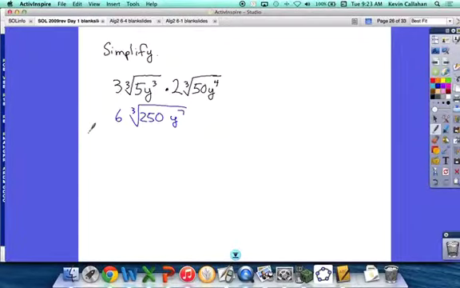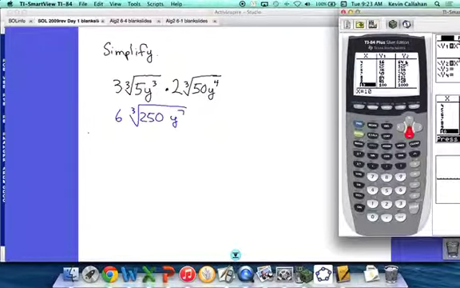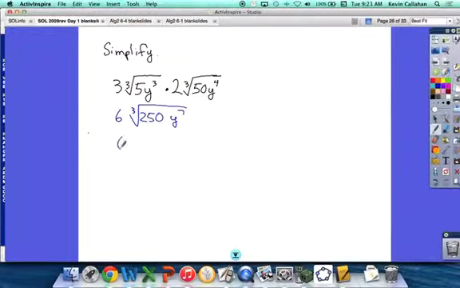Is 250 one of our perfect cubes? Let's see, we go from 125 to 216 to 343. It skipped right over 250. 250 is not a perfect cube. Does it have any factors which are perfect cubes? All right, go to the first number less than 250 and divide. What's 250 divided by 216? Does it go evenly? How about 250 divided by 125? It does. It's 2 times that. So you can break up that 250 into one factor, which is simplifiable, and one that's not. So this is going to be 6 times the third root of 125 times the third root of 2.